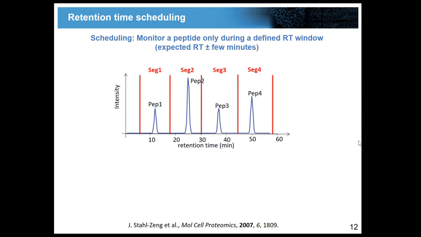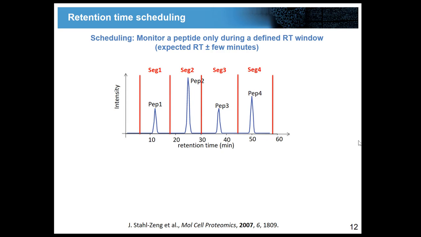So it's cool to make the windows nice and small. Plus or minus 15 seconds around an expected peak is very small, so people are very brave when they do this. Because the big danger is, if you're too small around the window and your retention time is not stable, it might be that you completely miss your peptide of interest.